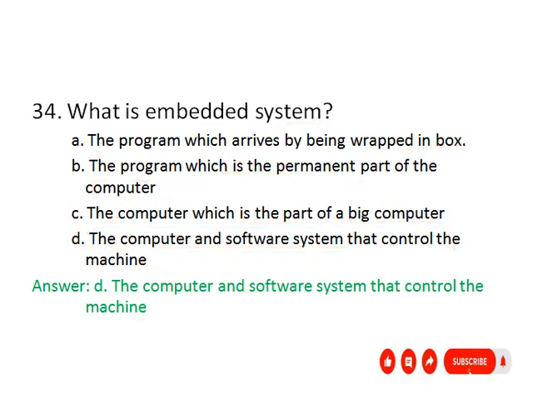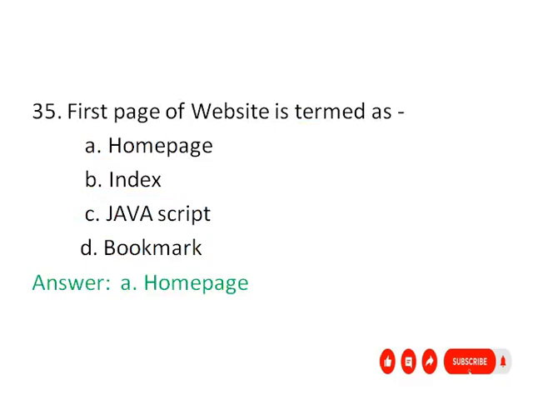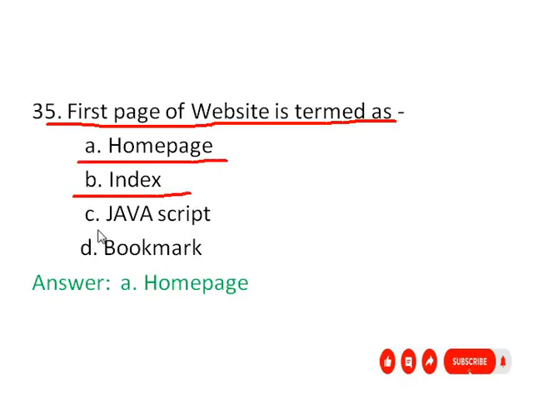Our next question is: first page of a website is termed as option A home page, option B index, option C JavaScript, option D bookmark. So first page of any website is called home page. So correct answer is option A, home page.